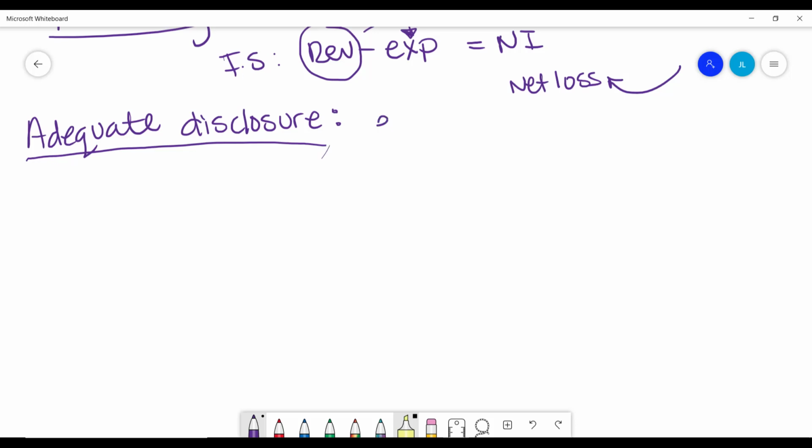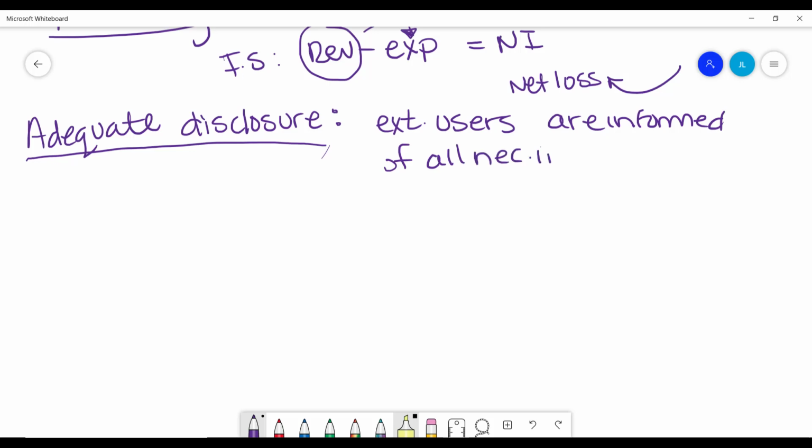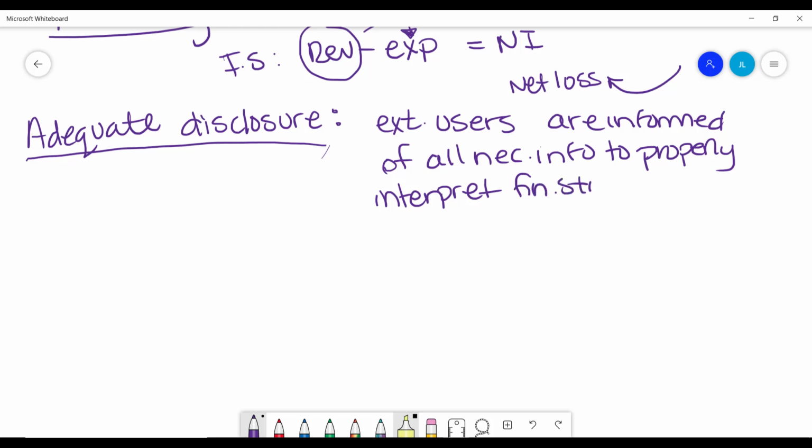Okay? So we can think of it as external users are informed of all necessary info to properly interpret our financial statements and make decisions off of those and off of that information.